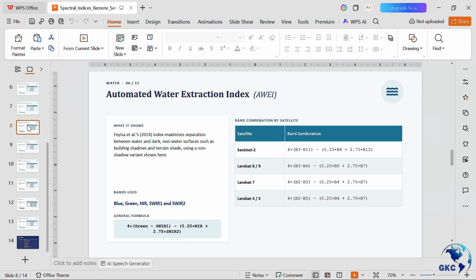So what we are using for this is the blue band, the green, the near infrared, the shortwave infrared 1 and 2, which makes our formula 4 multiplied by the green minus shortwave infrared 1, minus 0.25 multiplied by the near infrared plus 2.75 multiplied by the shortwave infrared 2.